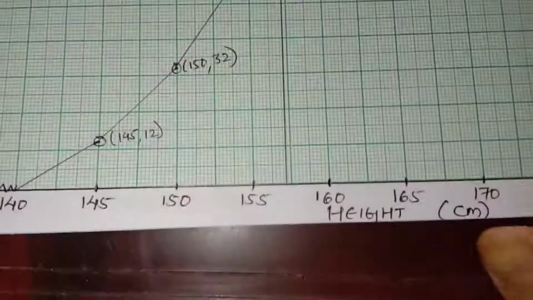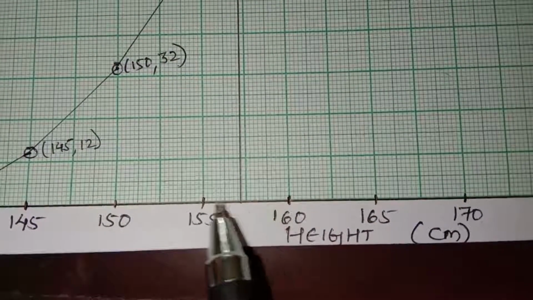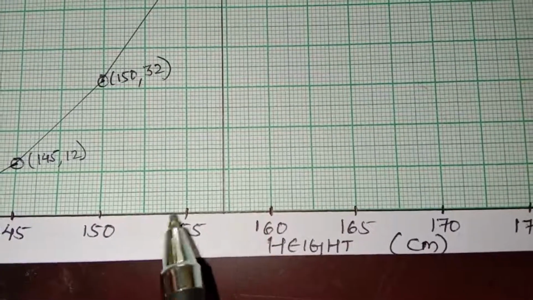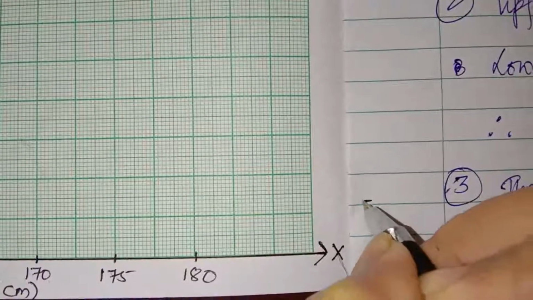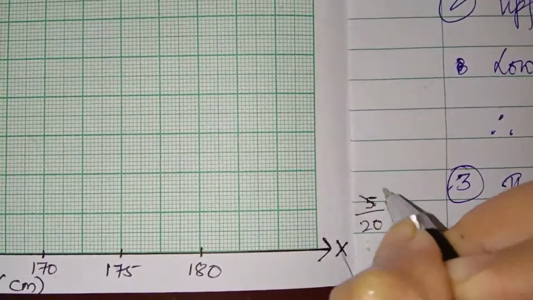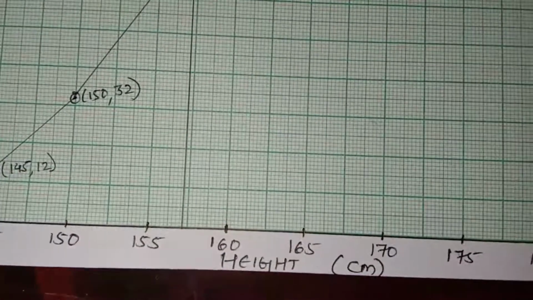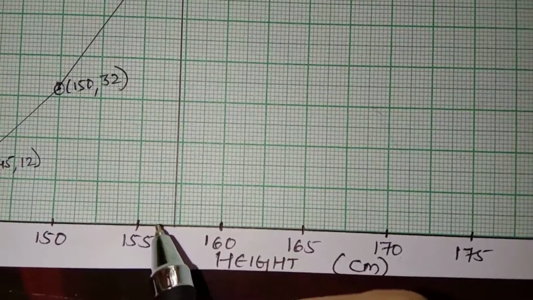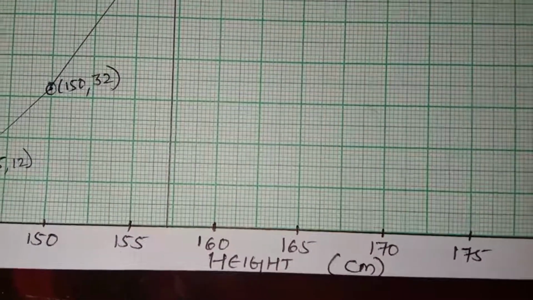Now we have to find what this value is. See here, there is a gap of 5 and there are 20 boxes. 5 ones are 5, 5 fours are 20. That means 4 boxes is 1 unit. So 1, 2, 3, 4. 156, 1, 2, 3, 4, 157.25. Okay, 1 box is 0.25.